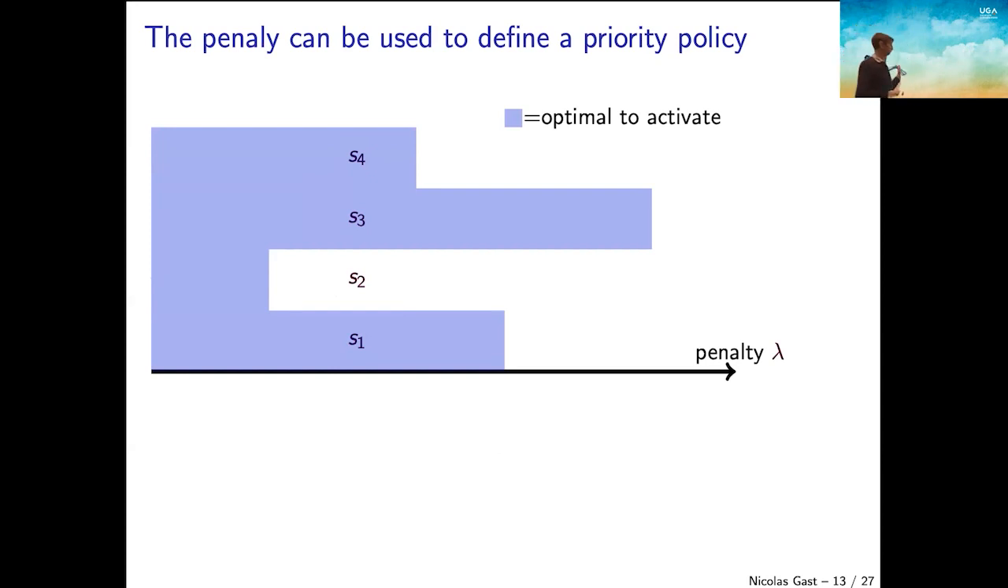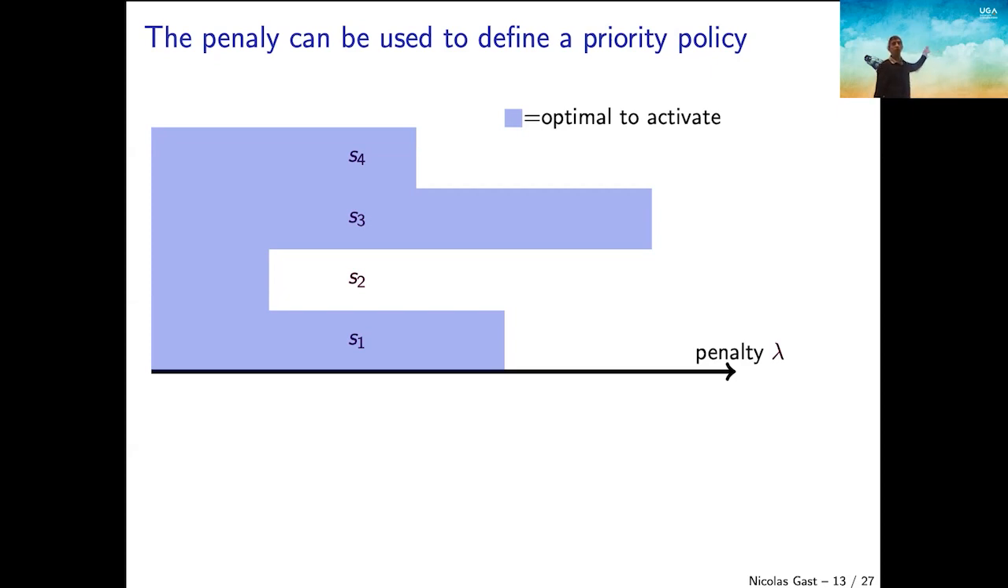This graph shows the optimal policy as a function of lambda. Here I have two actions, remember, action 1 or action 0, where one is activate. When lambda is minus infinity, you get plus infinity when you activate, so of course you activate everyone. When lambda is plus infinity, if you activate, you get penalized minus infinity, so you don't activate. That's why here it's white, here it's blue.